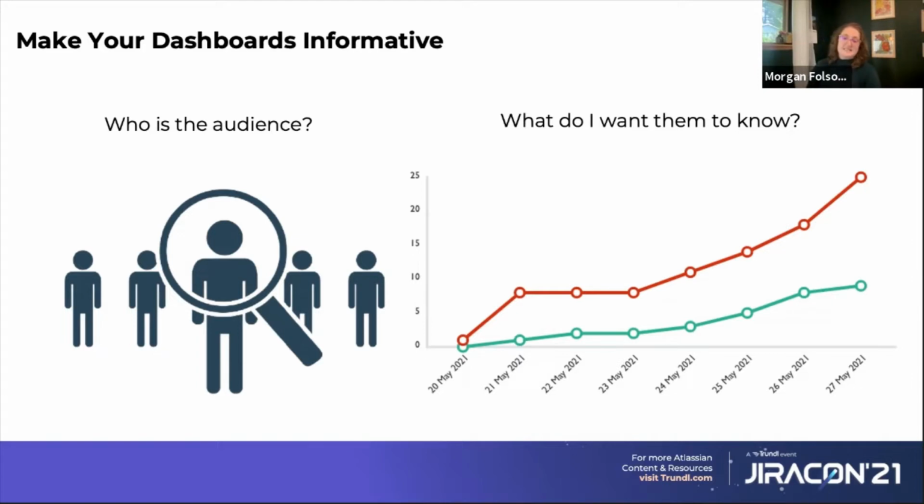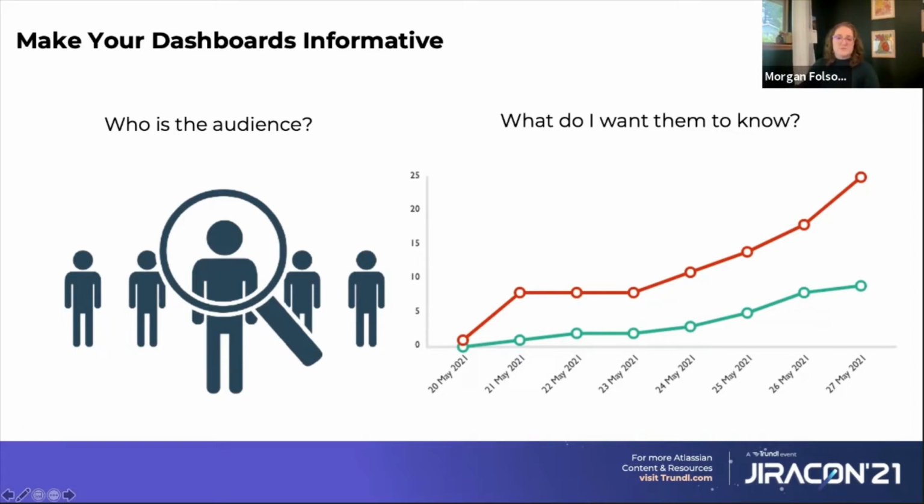Answering that question makes the second question a little bit easier. So once I figure out who's going to be looking at this, what do I want them to know? Think bigger than, I want to see how many issues are in each status, and more like, what does that say? What is the story that I'm telling with these charts?